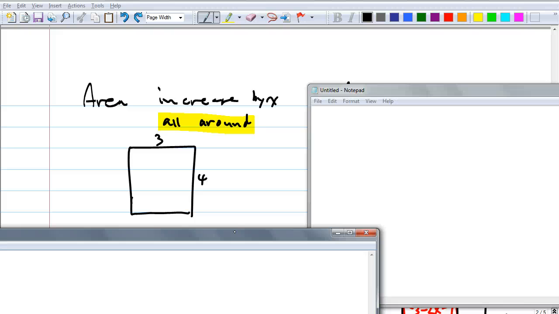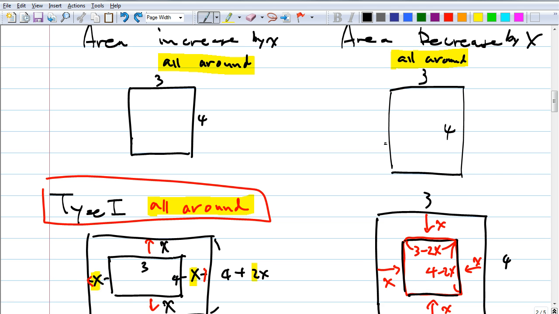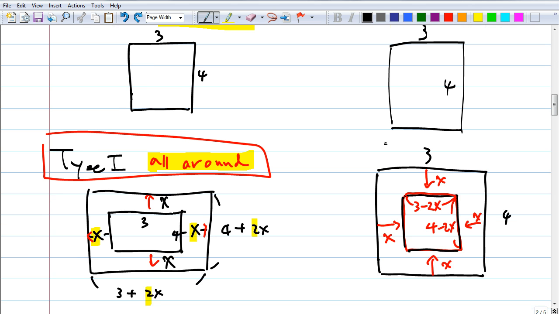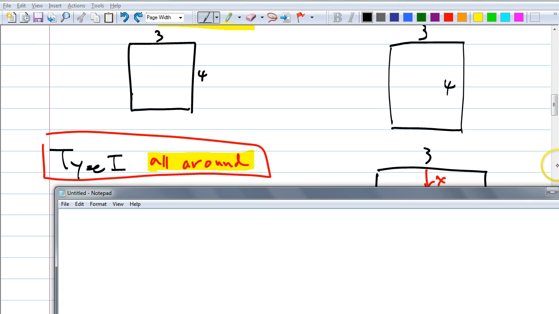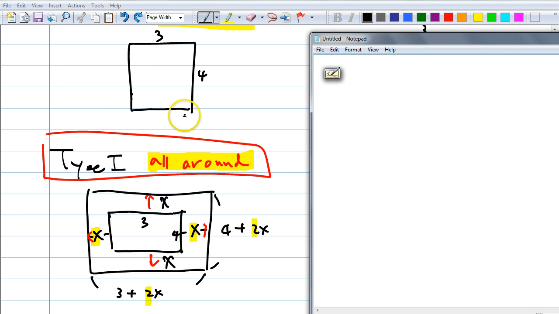I think I don't get it now. Okay, so basically this is what I'm talking about. It's nothing hard. Hold on. Something like this, all around like this. So if I had an area 3 by 4, if I were to increase this rectangle by x units all around, wouldn't the length and the width be 3 plus 2x and 4 plus 2x?